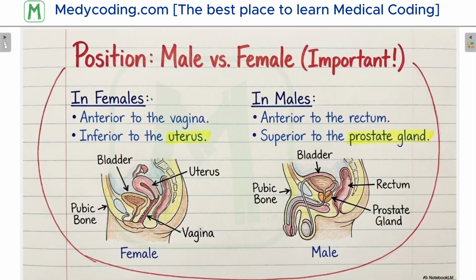So what is the position of the bladder in the male and the female? In the female, see in this figure, this is the uterus, this is the vagina, and the bladder lies inferior to the uterus and anterior to the vagina. But in a male, you can see here, this is the bladder, this is the rectum, and this is the prostate. The bladder lies above the prostate and in front of the rectum.